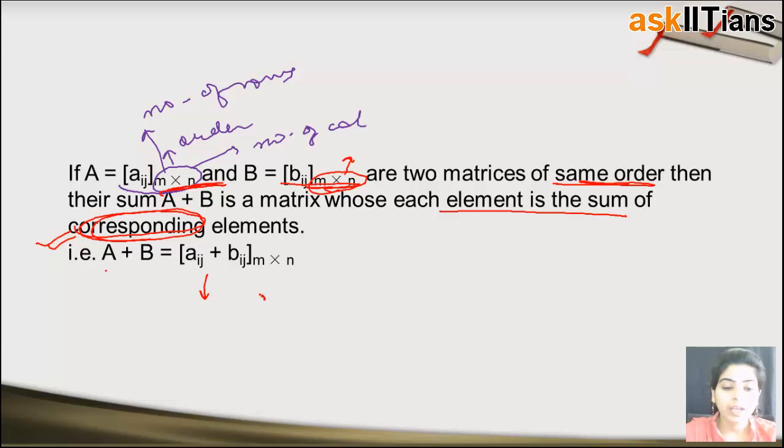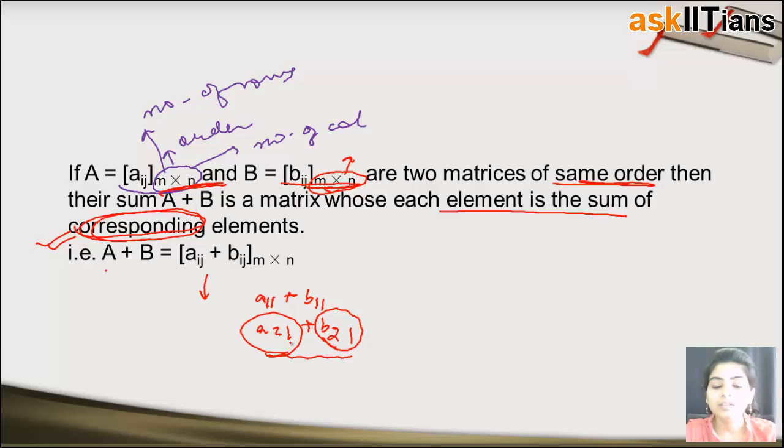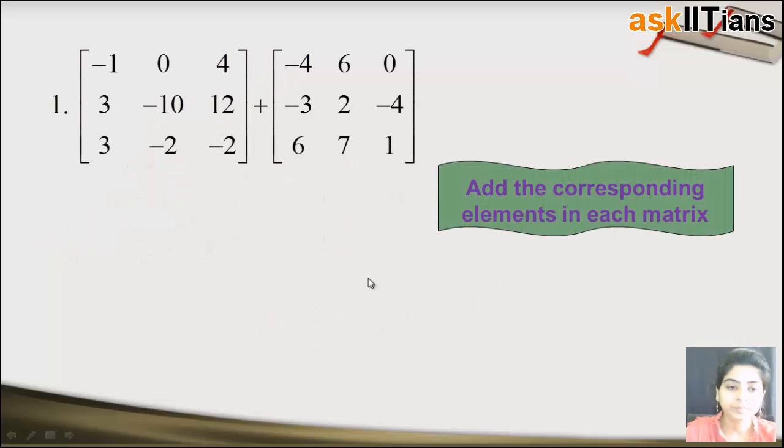This can be written as, see, if I vary the values of i and j simultaneously, then what do I get? A11 plus B11, A21 plus B21. Whatever values of i and j I am putting, I will be getting the corresponding elements in both the matrices. That is, if it is the 21st element of A, then it will be the 21st element of matrix B.